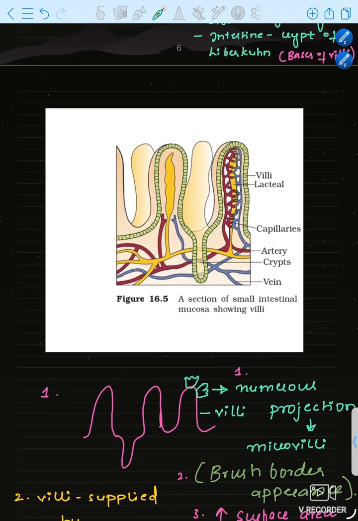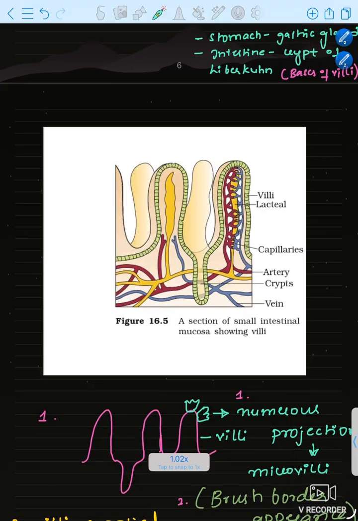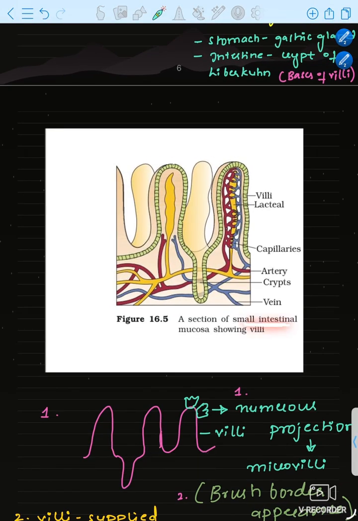Now I will show you in diagrammatic form. So this is a section of small intestine. In small intestine only villi are present, right? This is the villi. This is the crypts of Lieberkühn. And this is artery. It supplies blood, gives oxygen and gets deoxygenated. And this is a vein. These are the capillaries interconnecting, and this yellow color you can see is the lacteal, that is the lymph vessel.